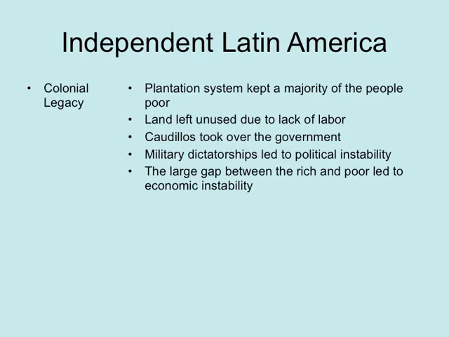There is a huge gap between the rich and the poor, which leads to further economic instability. So overall, you have political instability, you have economic instability, there's going to be lots of problems. And a lot of that goes back to the social structure they had under colonialism.